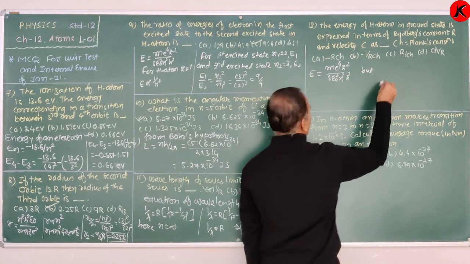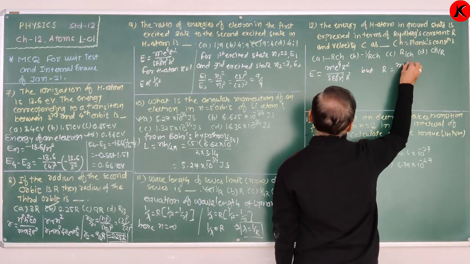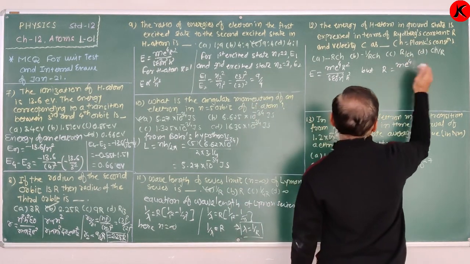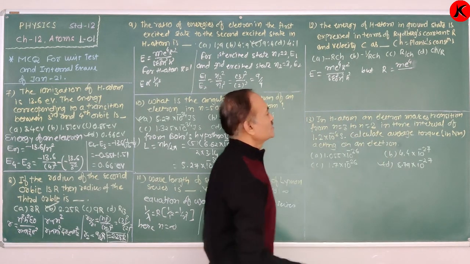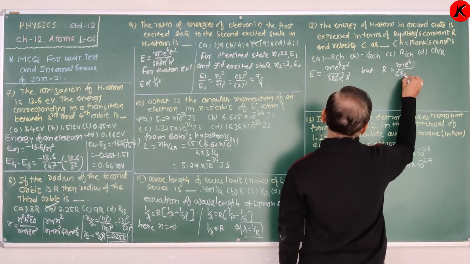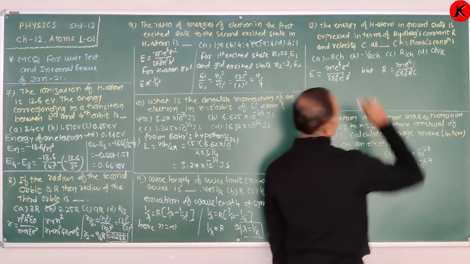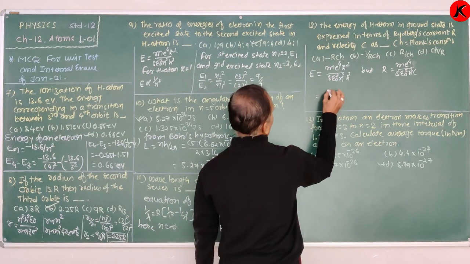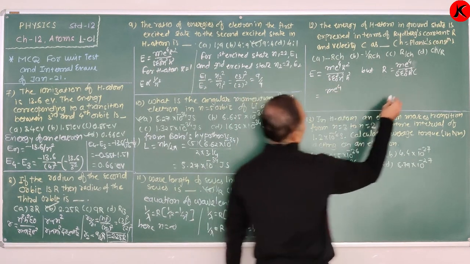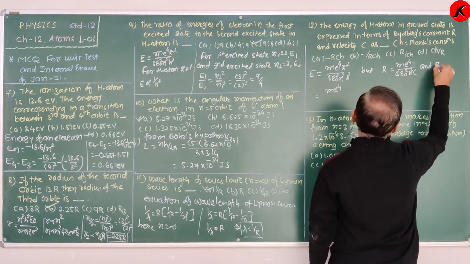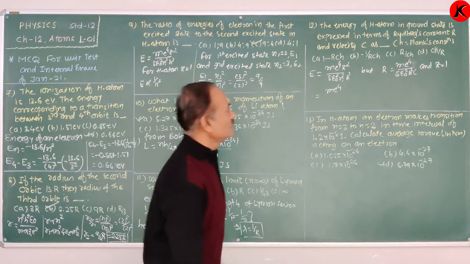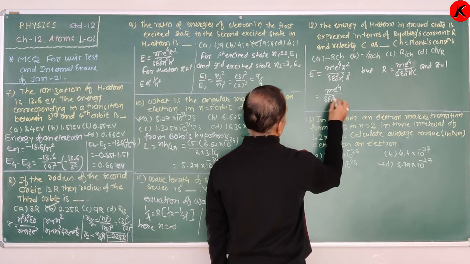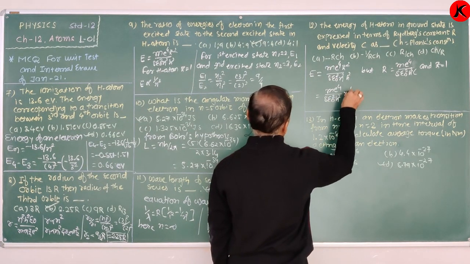But Rydberg constant R is equal to m e to the 4 upon 8 epsilon 0 square h cube c. So here we have m e to the 4, and z is equal to 1 for hydrogen atom. m e to the 4 upon 8 epsilon 0 square h square we already have.